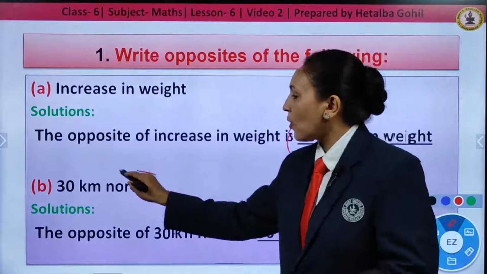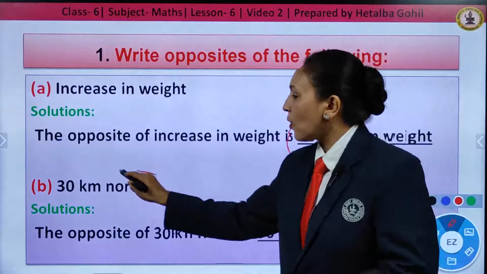Okay. Now next, a submarine is moving at a depth 800 meter below sea level, children. Now the opposite of above is below. So when this is plus, then what will this be, children? Minus, right? So we will write our answer as minus 800 meter. That is the opposite of it.